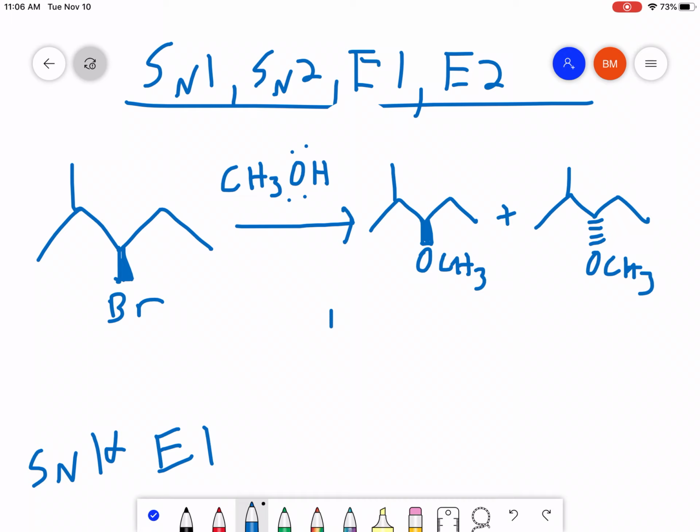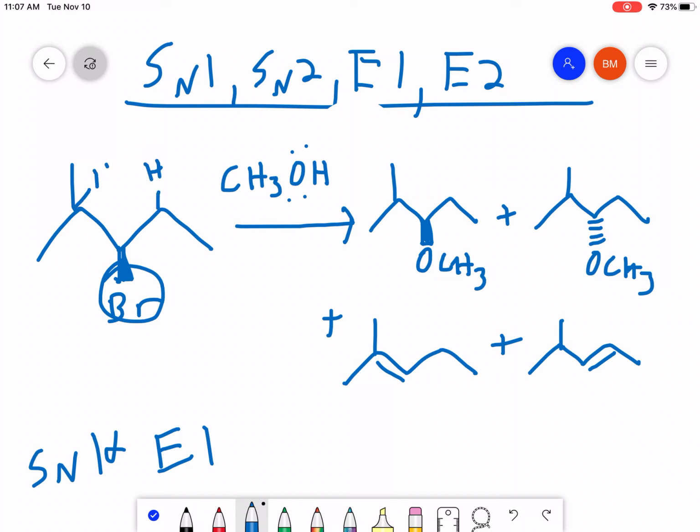Then we also have to draw our elimination products. All right, we have two different types of beta hydrogen here. One of them is between these two carbons, one alpha and one beta. And the other one is between those. All I did was draw what happens when we eliminate the halogen and then beta hydrogens on either side.